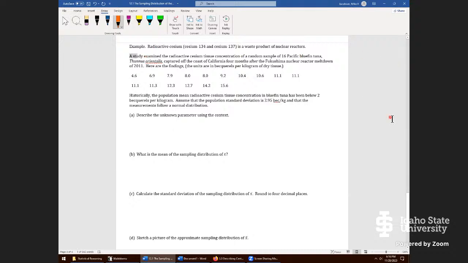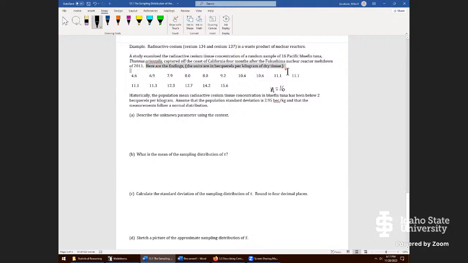A study examined the radioactive cesium tissue concentration of a random sample of 16 Pacific bluefin tuna. So from that statement there, let's record a sample size in case we need it. N is 16. This was captured off the coast of California 4 months after the Fukushima nuclear reactor meltdown of 2011. And this is an interesting study since when they said 4 months later, those tuna presumably had enough time to mix around in the Pacific Ocean so that when they took their sample, it might have been representative of more than just off the coast of California.